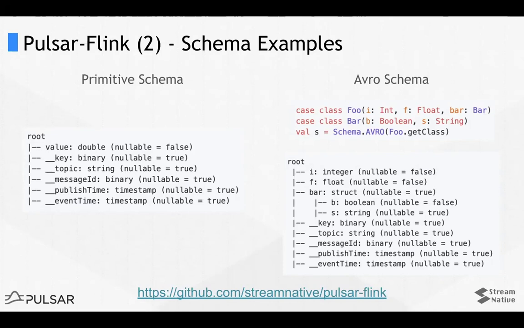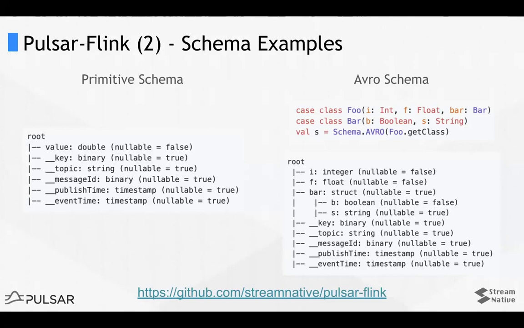The left side is an example of a struct schema, and this example is an Avro schema. The first struct is foo and has three fields: an integer, a float, and a next struct, bar. The bar struct also has two fields, B and S. So this is a struct with a nested struct.